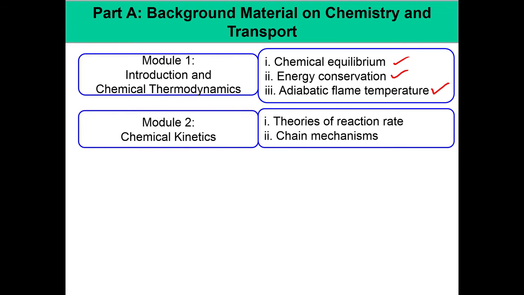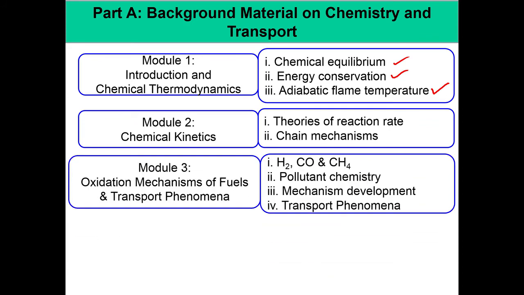Second, module 2 will go into chemical kinetics. This will tell us how reactants, that is a hydrocarbon fuel, what are the steps and what are the fundamental processes through which it can become a product. And for that we will need to understand the theories of the reaction rates and the different mechanisms. How does it happen? That is covered in module 3 through the oxidation mechanisms of fuels and transport phenomena.